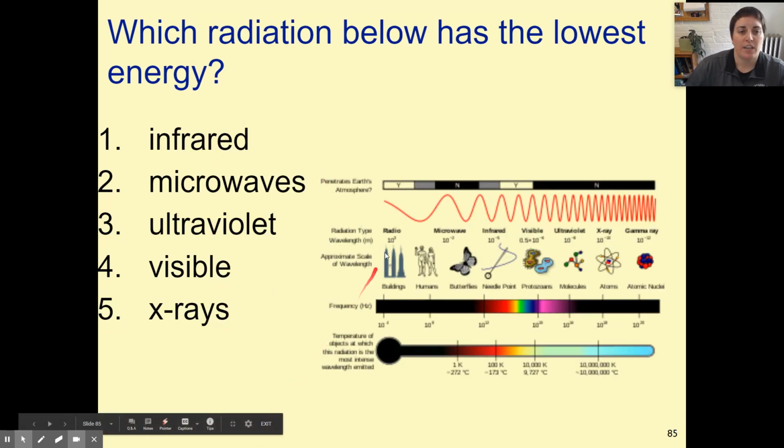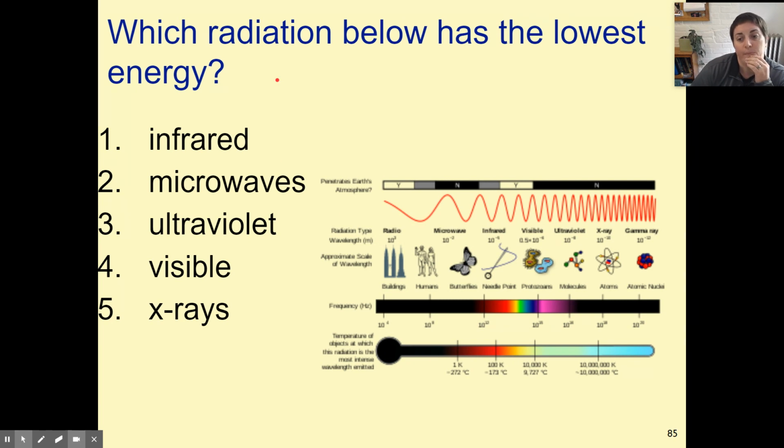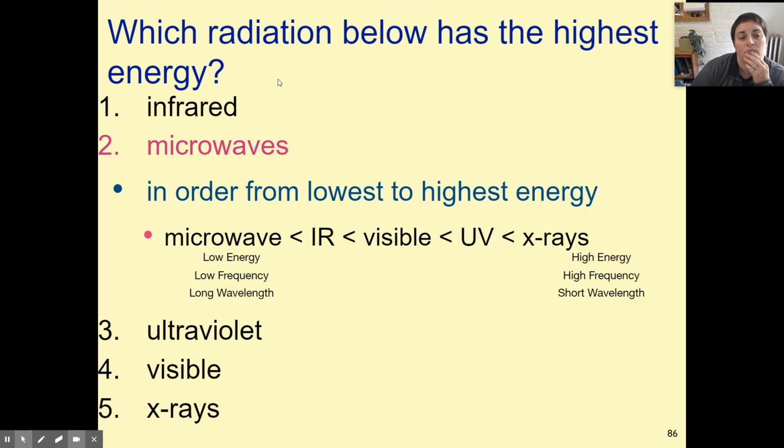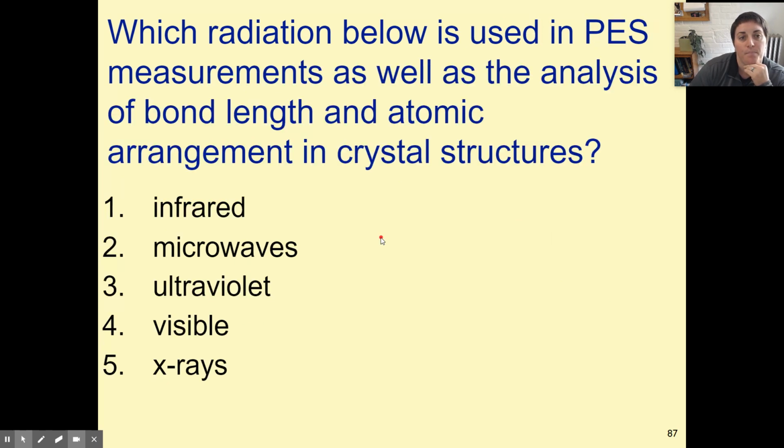Which of these types of radiation has the lowest energy? Good, microwaves. In the previous diagram, we could see that of these given, microwaves had the longest wavelength, which means it has the lowest energy. It also has the lowest frequency. The next largest would be infrared, then visible, then ultraviolet, then X-rays.